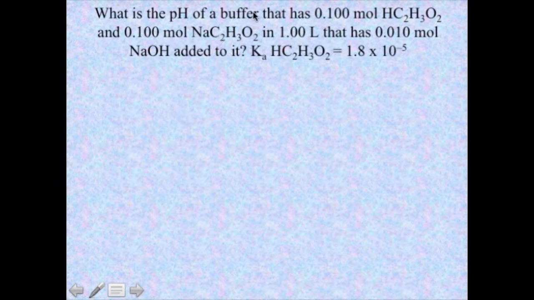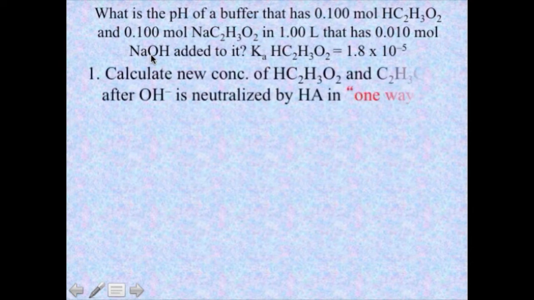What is the pH of a buffer that has 0.1 moles of acetic acid and 0.1 moles of conjugate base, that's the acetate ion, in 1 liter, and to that 0.01 moles of sodium hydroxide is added? What will be the pH after you mix in the sodium hydroxide? And here are some hints to help you do the calculation.